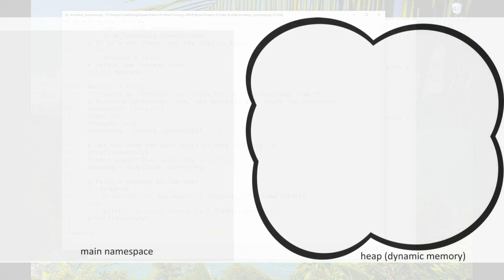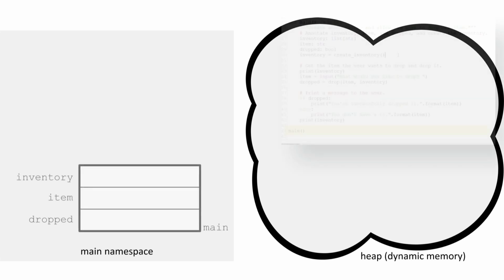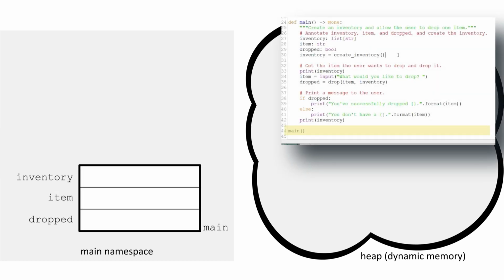To start, we have the module or main namespace and the heap. By main or module namespace, I'm referring to the global namespace, which is called the main namespace in Python. We have functions defined in that namespace, but no variables. We invoke the main function, so here I have a box to represent the namespace of the main function, labeled main. The names in this namespace are inventory, item, and dropped. They are part of the namespace, but not defined until they appear on the left side of an assignment statement, when they will be given a memory location of an object or value in the heap. Nothing references any value in the heap yet. The first executable line of code is inventory equals create inventory.